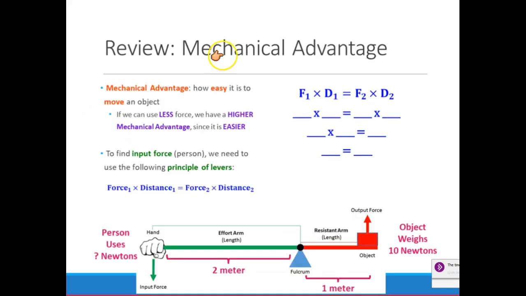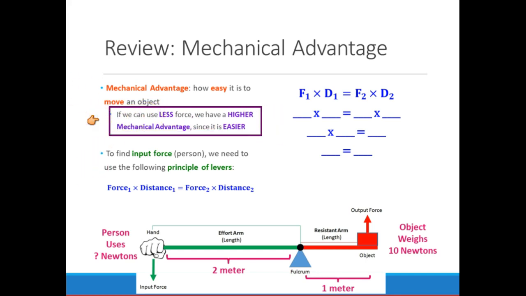The next thing that we need to review, which is a lot about what today is going to be about, is this idea of mechanical advantage. Mechanical advantage is just how easy it is to move an object. So if we increase mechanical advantage, we increase how easy it is. The way that we do this is by being able to use less force. Less force means we have higher mechanical advantage because it's easier. Smiley faces if we understand this statement.